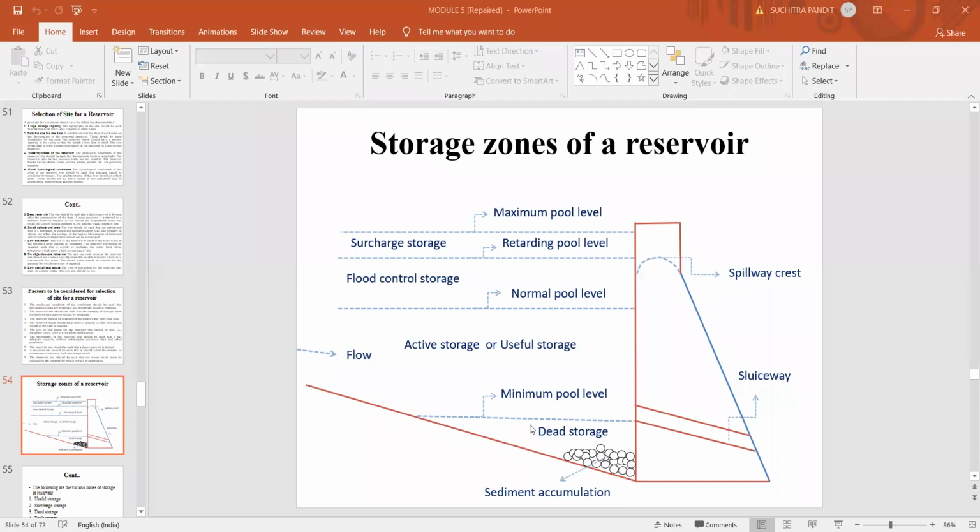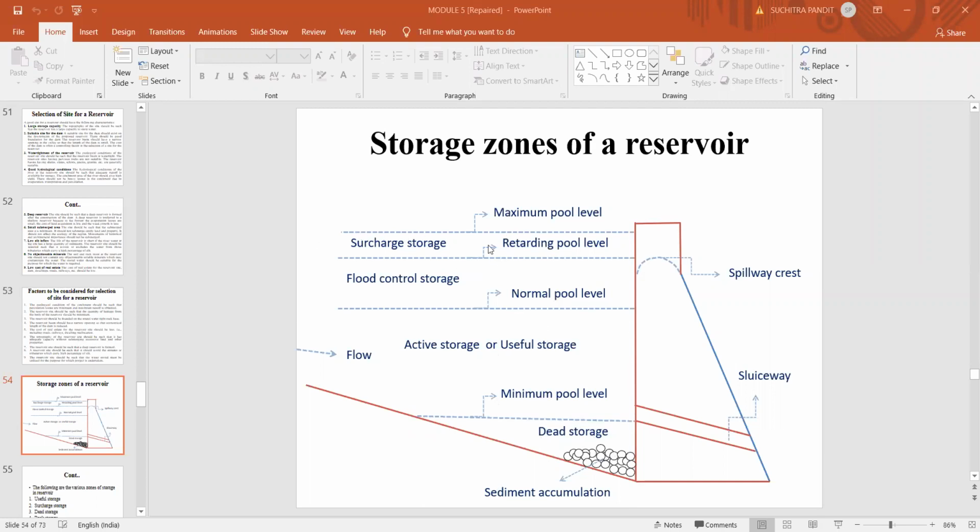Now, you have some portion of water below this dotted line, which is known as the dead storage. This portion cannot be utilized for any purpose. It has to remain in the reservoir for stability criteria. Usually 10% of the total height of water is treated as dead storage. So this picture shows the various storage zones of the reservoir.